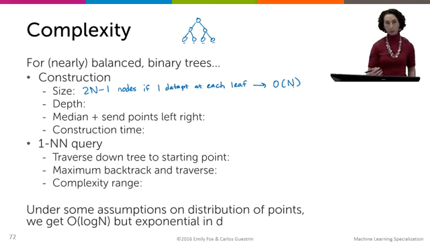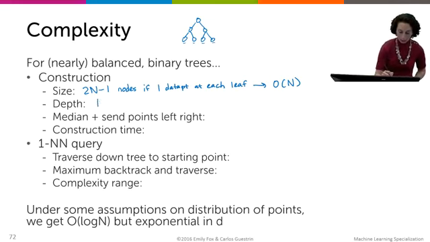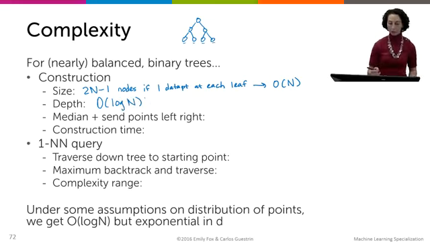And how deep is the tree? Well, the tree has depth that's on the order of log n. And that's also pretty straightforward to show. So when n is 4, we end up with a depth 2 tree.